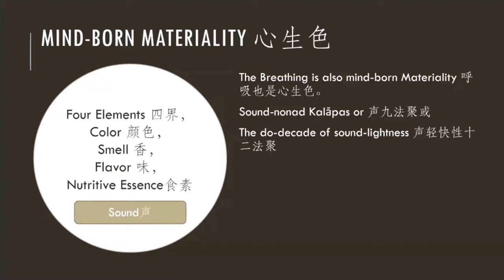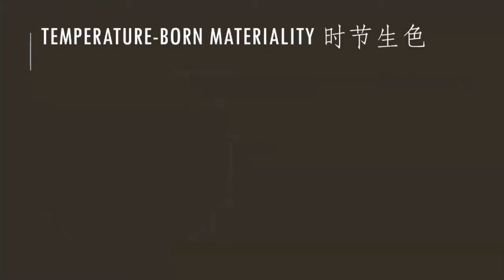Then again, we have to move to the next one: temperature-born materialities. Some rupa kalapas are produced by temperature. Here temperature means heat in this body.